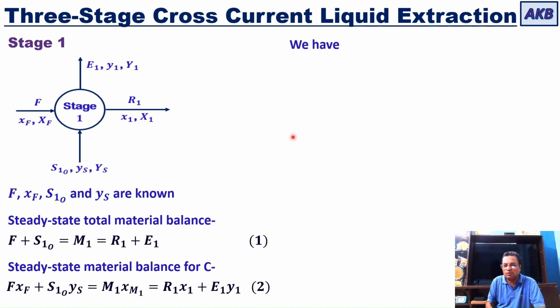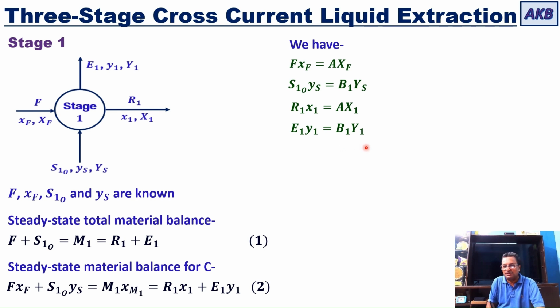So for stage number 1, we have got this relationship. F into small xf is A into capital Xf. S10 into small ys is B1 into capital Ys. R1 into small x1 is A into capital X1. And E1 into small y1 is B1 into capital Y1. So we have obtained this relationship in our previous discussion.